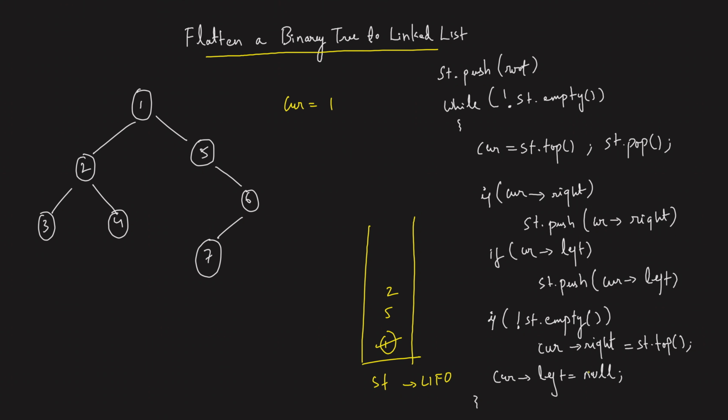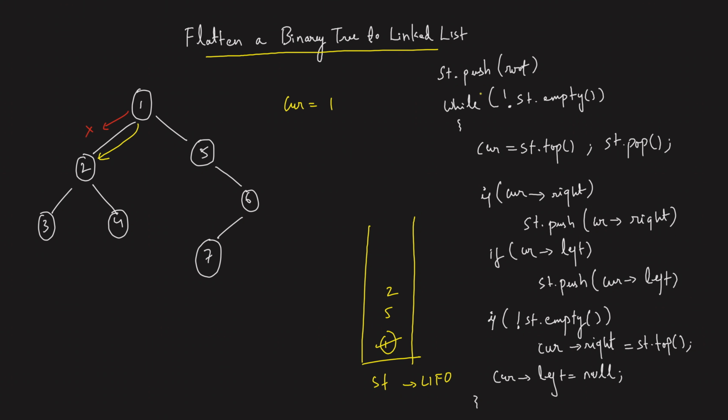So over here we'll say 1's right should be st.top. So 1's right should be 2. I'm directly saying, hey 1, your right should indeed be 2. So I'll use the yellow colors to mark the right links. After that I'm saying, hey, your left is null. So I'll use the red colors to mark null. So your left is null. Perfect.